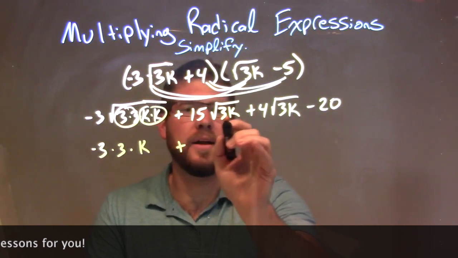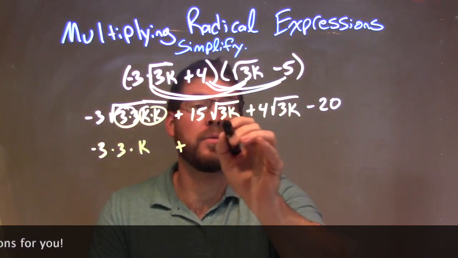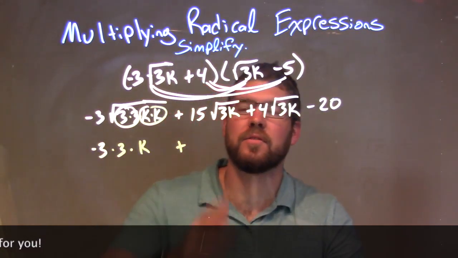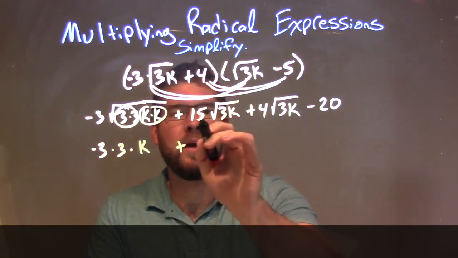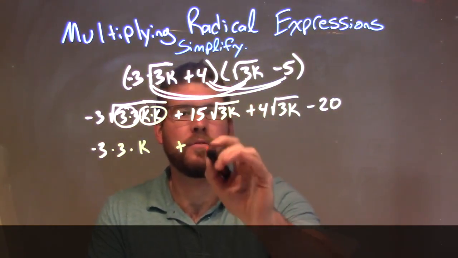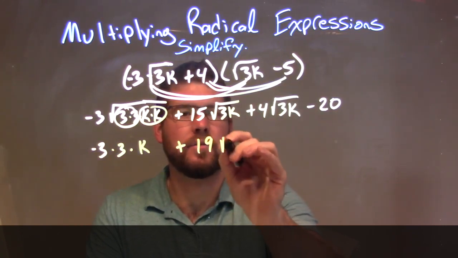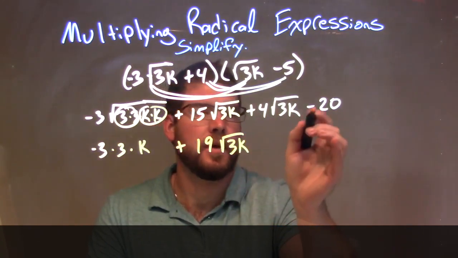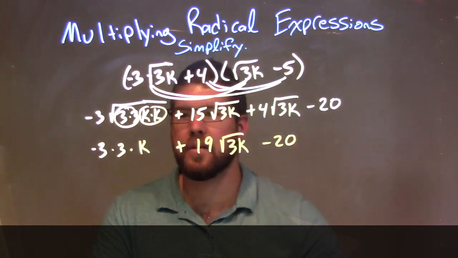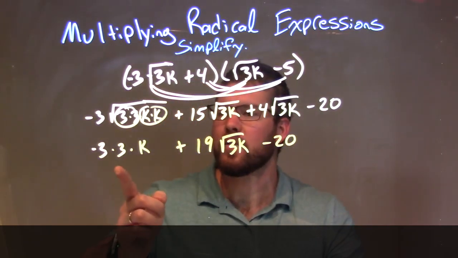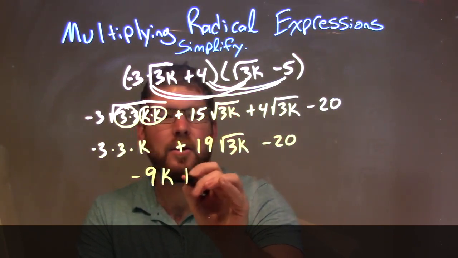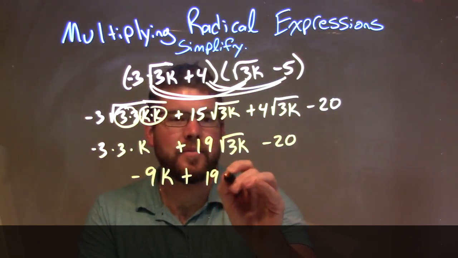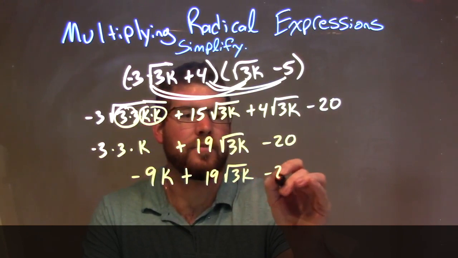Well, I'd also combine here, both of these are the square root of 3k. Right, so since we're both square root of 3k, I can combine those two together by looking at the numbers out front and adding that 15 plus a 4 is a 19. So we have 19 here, square root of 3k. And we just have the minus 20 on the outside. Well, minus 3 times 3 is a minus 9, so we have a minus 9k right here, plus 19 square root of 3k minus 20.